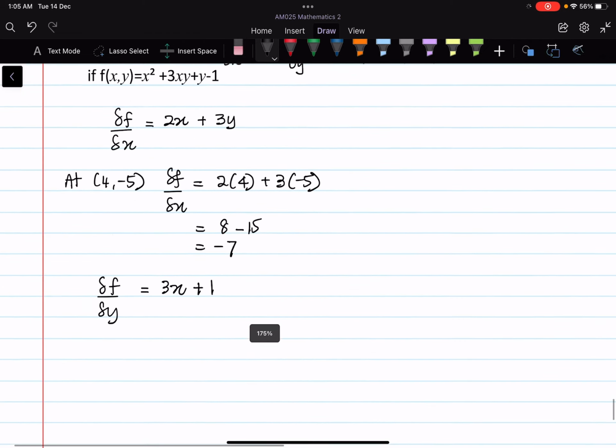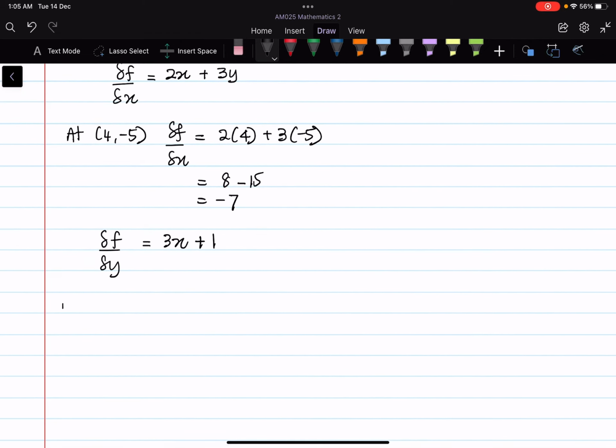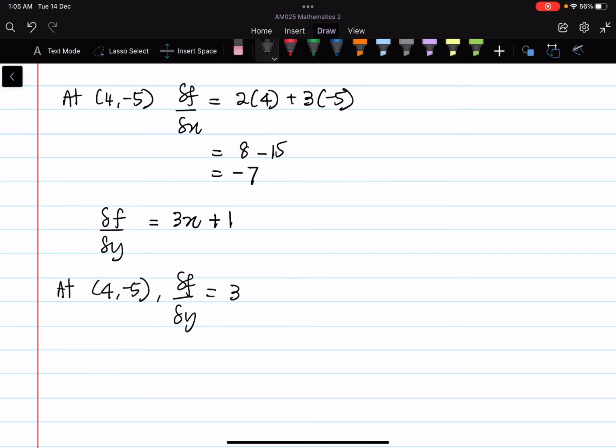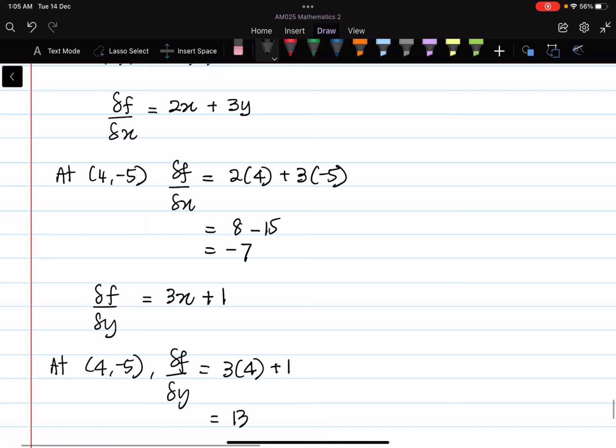So let us find, at the point (4, -5), the value of ∂f/∂y. Substitute into 3 times 4 plus 1. 12 plus 1 is 13. That's it.